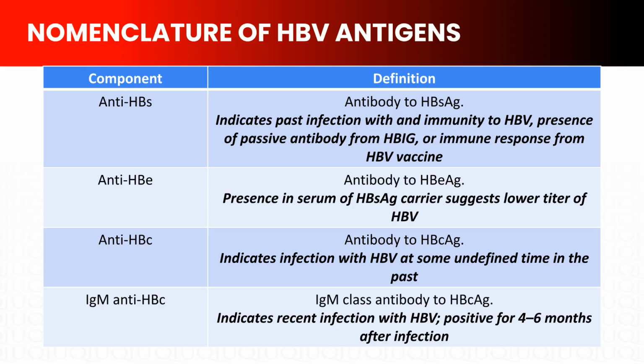Finally, IgM anti-HBc. This is the IgM class antibody specifically. This indicates recent or acute infection. IgM anti-HBc stays positive for 4 to 6 months after infection. This is your marker for acute hepatitis B.